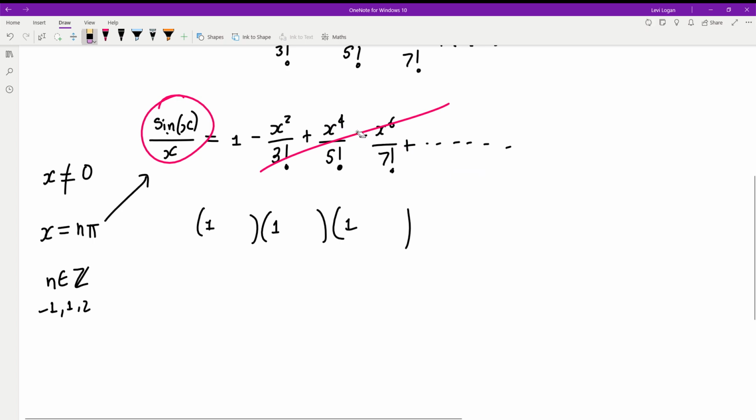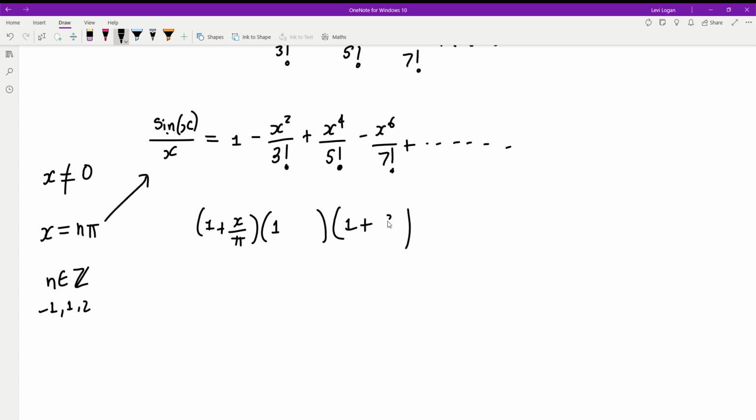So now we can take a look at our infinite polynomial again. All of our solutions are multiples of pi, so these bits are going to be plus x on pi, plus x on 2 pi. Now you also have the negative, so I'm going to put the negative here as well, so minus x on pi. So these are all valid solutions to our polynomial because multiples of pi are solutions to this.